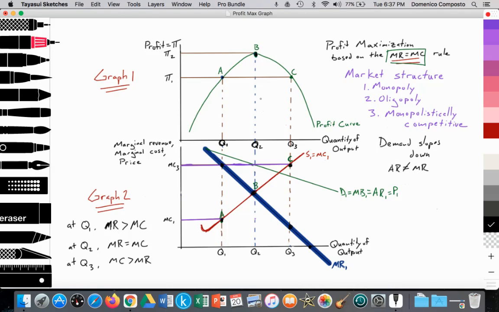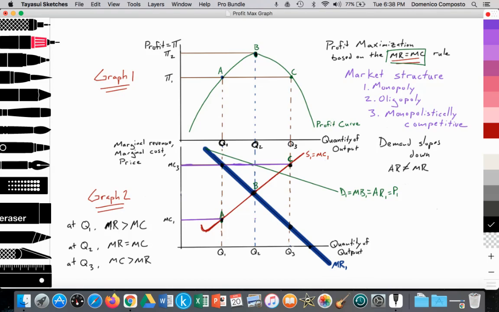Just to emphasize this rule, as can be seen, we have graph 1. Graph 1 is illustrating or measuring profit on the y-axis and the quantity of output on the x-axis. We notice that the profit curve function is a parabola. And in graph 2, we're measuring revenue and costs and prices on the y-axis, or more specifically, the marginal revenue and the marginal cost of a firm. And we're measuring the quantity of output on the x-axis.